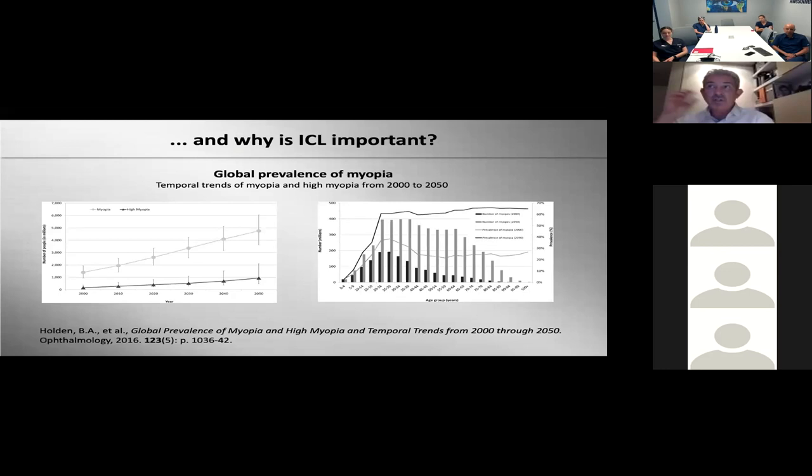Why is ICL important and why has it gotten my attention? Look at this study. The table shows the trends of myopia and high myopia from 2000 to 2050. We are now here. The green line corresponds to myopia and the black line below to high myopia. We have duplicated the number of myopic people in the world since this century, and we will duplicate again the current number in 2050. So we are talking about close to 5 billion myopes in the world in 30 years. In the other table on the right, the green line represents the prevalence of myopia today, about 30%, but it's expected to reach 65% in only 30 more years.